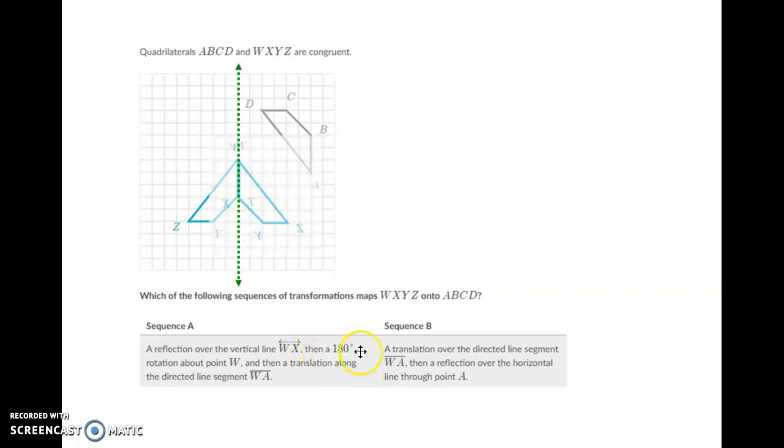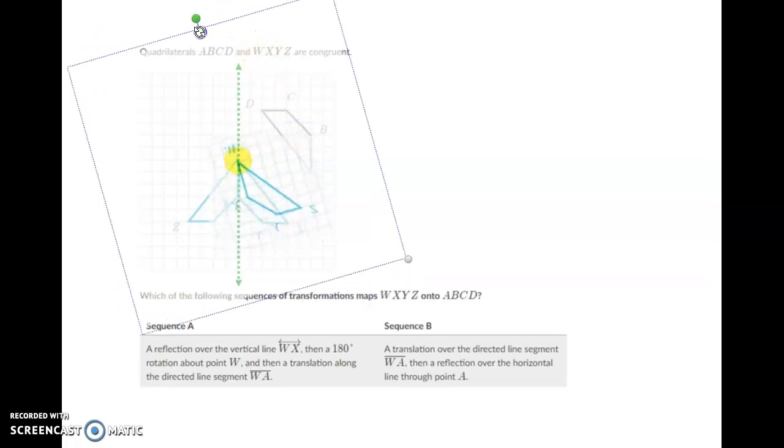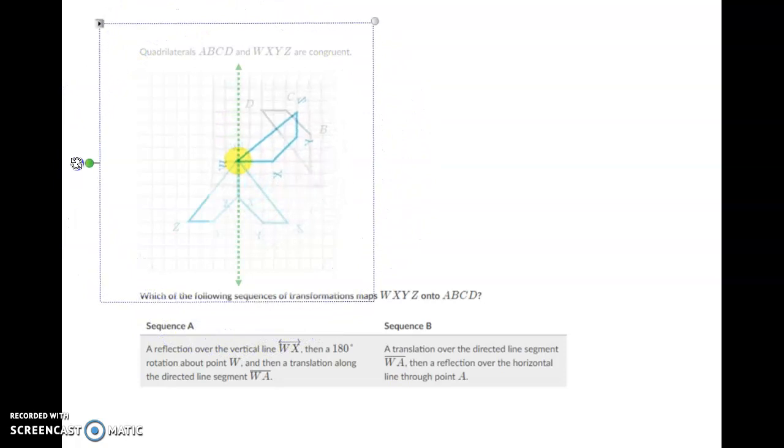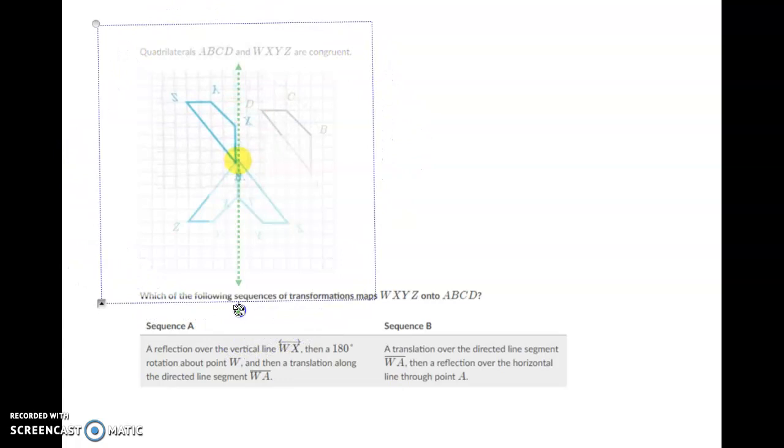Next, it wants to do a 180 rotation about point W. So here's W, and I'm going to spin this thing, and it's positive degrees, so I'm going to go counterclockwise. And so I'm going to grab this shape and watch how I spin it and how it won't move on W there. And it's going to go counterclockwise. There's 90 degrees, but I got to go once more to get 180 degrees. And there's a 180 degree rotation.